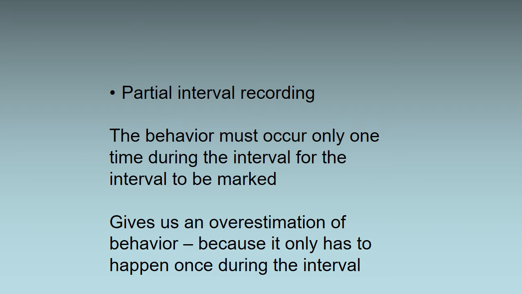Sorry, my throat was a little raspy there, so I'll read that again. The behavior must occur only one time during the interval for the interval to be marked. This gives us an overestimation of the behavior because it only has to happen once during the interval. So in our example, JM only has to be in the seat, let's say, for 2 seconds out of that 30 seconds, and we can mark it as occurring. As an analyst, I sometimes will use this with problematic behavior to overestimate how much is actually happening. But again, that's not a rule.